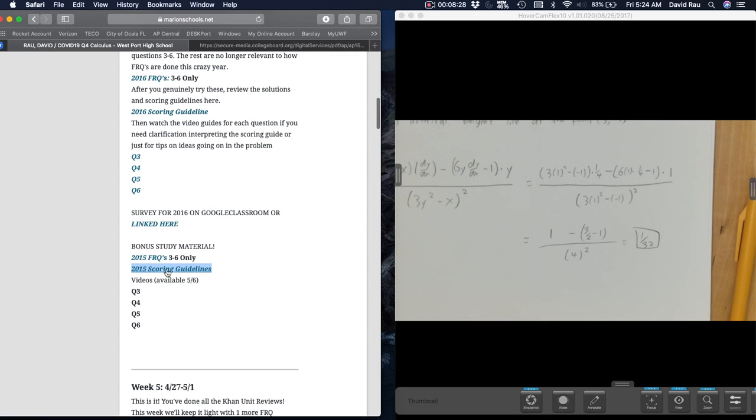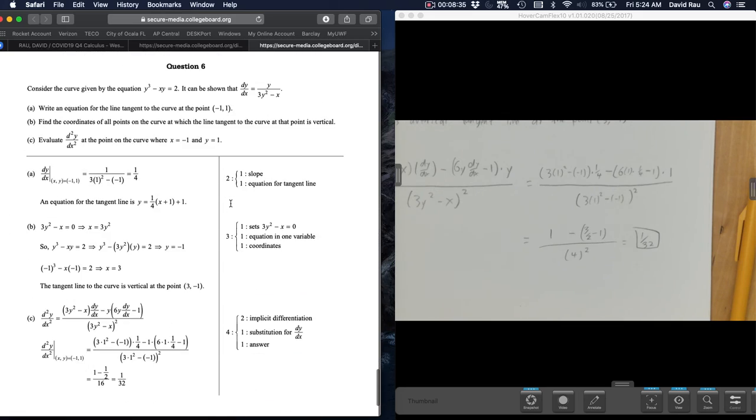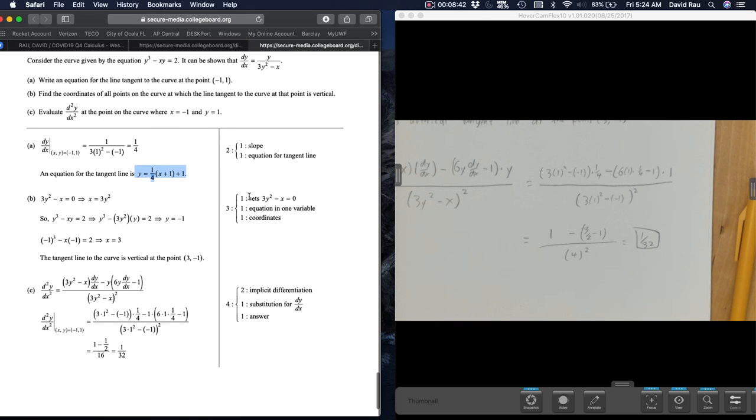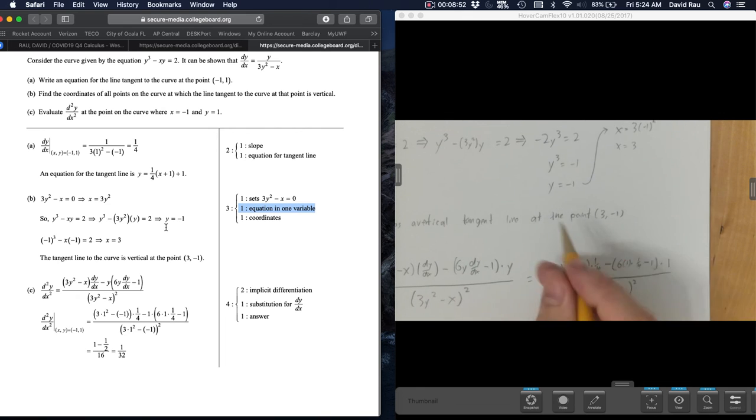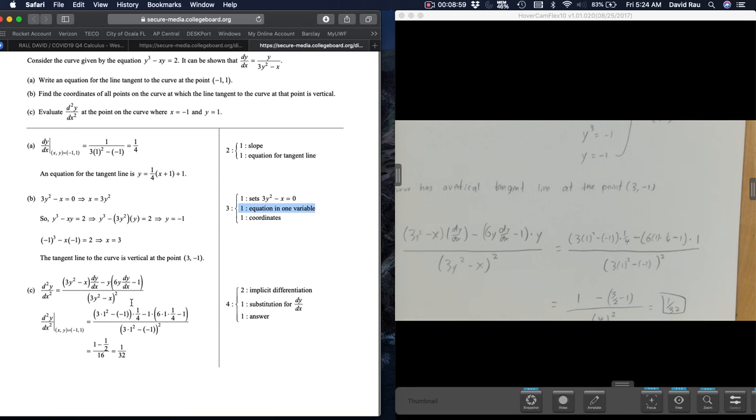So let's see how we did. Okay, we have our slope and equation of the tangent line. So yeah, they solved it for y. Again, you don't have to, but you might want to. All right, so we set this equal to 0. You get the equation in one variable. Doesn't matter how you do that, but I think the easiest way is doing what I did. That's what they did actually exactly. And then you get your (3, -1). And yeah, you do all your crazy substituting, and you get 1 over 32.